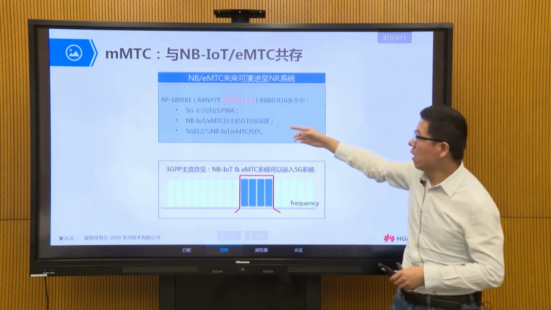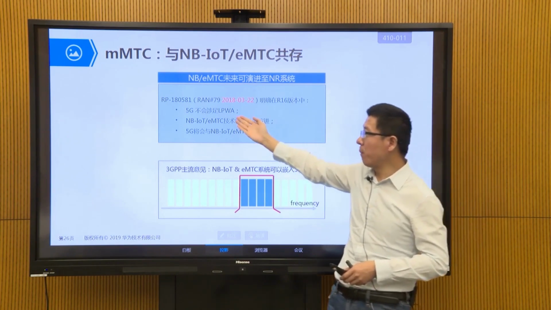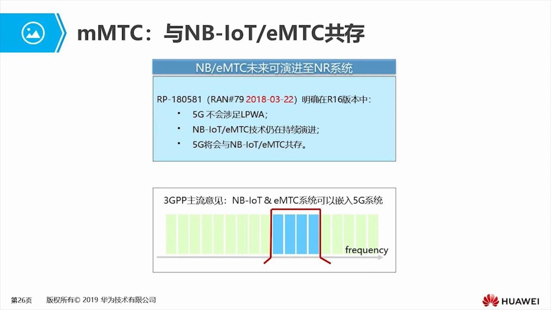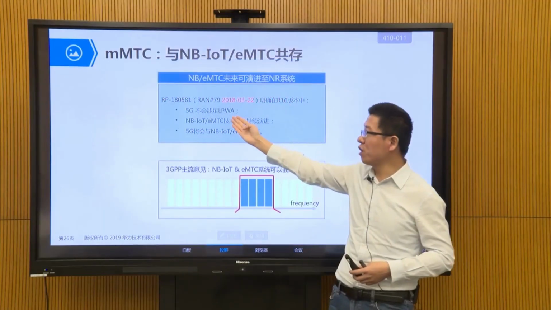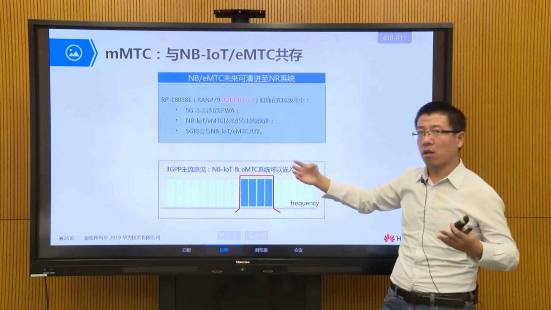So in March 2018, at the 79th meeting of 3GPP's RAN, it was clearly stated that in the R16 version of 3GPP, 5G will not be involved in LPWA, that is low power wide area, which is in fact our IoT technology. It is clear that 5G will not be involved in R16, the basic standard definition of IoT. So we also said it will push the basic standard definition of mMTC back to R17.